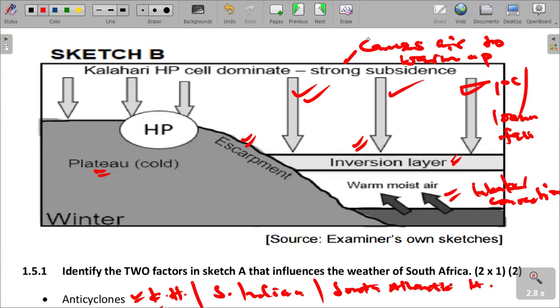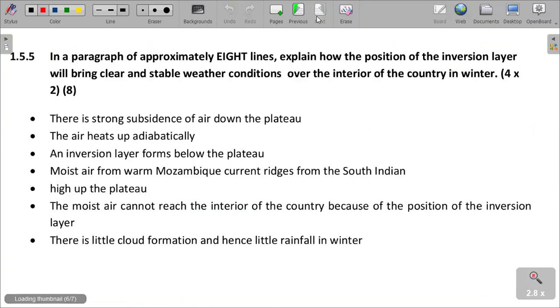So we want to look at the last question according to today's presentation. We said we are looking at climatology. So in a paragraph of approximately 8 lines, explain how the position of the inversion layer will bring clear and stable weather conditions over the interior of the country in winter. The presence of the inversion layer. Basically, I always say that the 8 lines must be focused to give points, don't just write.